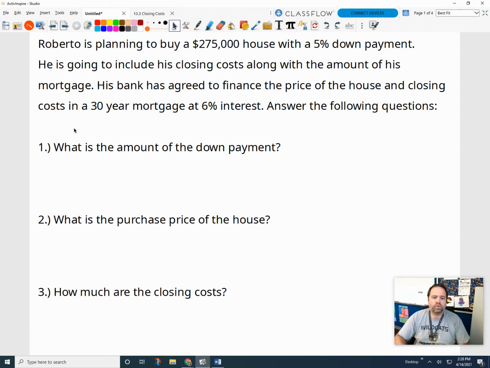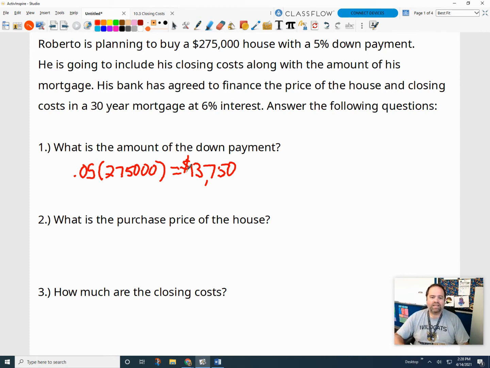So first things first, we need to calculate his down payment. He's making a 5% down payment on a $275,000 house, so you simply take 5% times $275,000. His down payment is going to be $13,750. So step one, find the down payment.